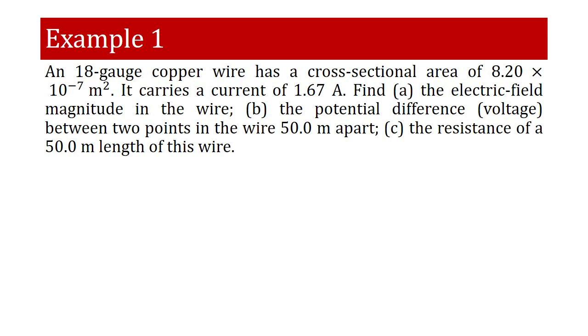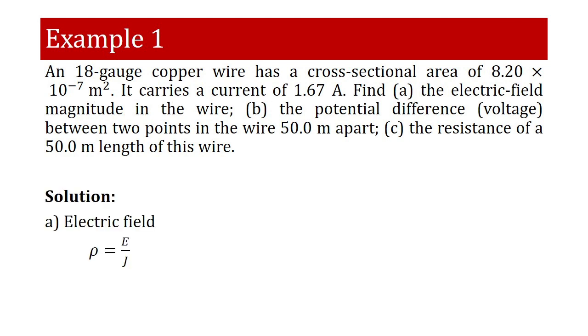For example, an 18 gauge copper wire has a cross-sectional area of 8.20 times 10 to the minus 7 square meters. It carries a current of 1.67 amperes. Find A, the electric field magnitude in the wire, B, the potential difference or voltage between two points in the wire 50 meters apart, and C, the resistance of a 50 meters length of this wire.